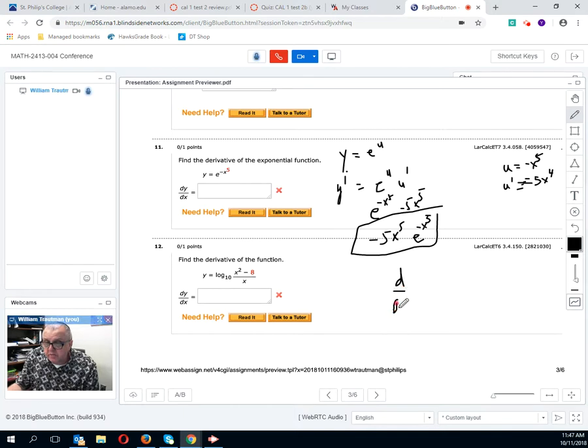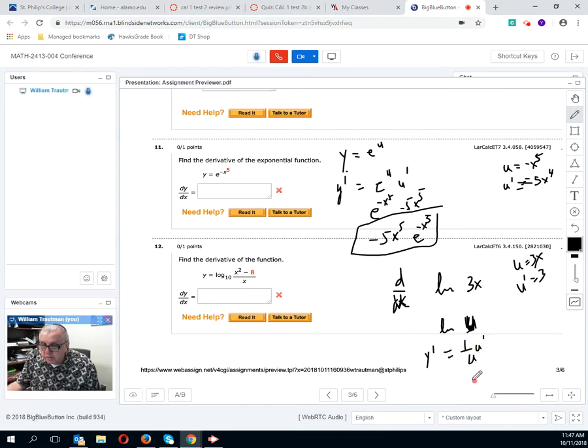What's the derivative with respect to x of the natural log of 3x? We're going to simplify that and make it the natural log of u, and u is 3x. Using the chain rule, the derivative of u is just 3. On your formula sheet, look up the natural log of u. What's the derivative of ln u? The derivative is 1 over u, and then there's a u prime here. 1 over u is 1 over 3x, and the derivative of u is 3.